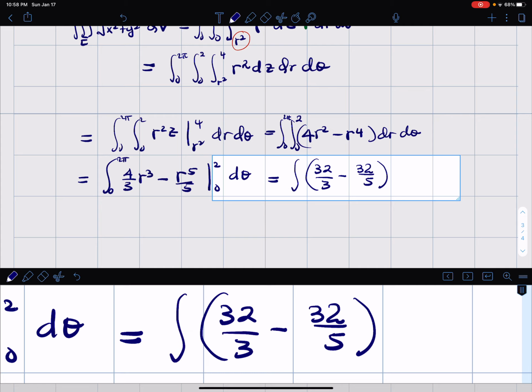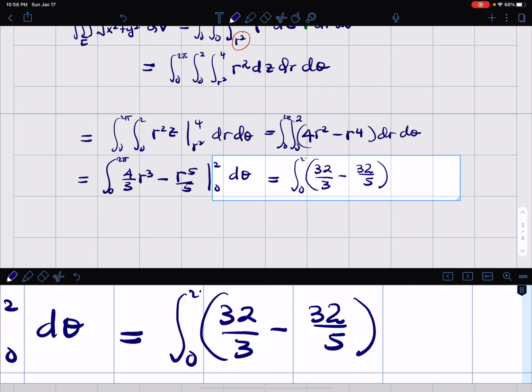So you have 0 to 2 pi, and then you have d theta. So I want you to find out what that number is. It's 32 times 5 minus 32 times 3, all over 15. Okay? And then this is theta.